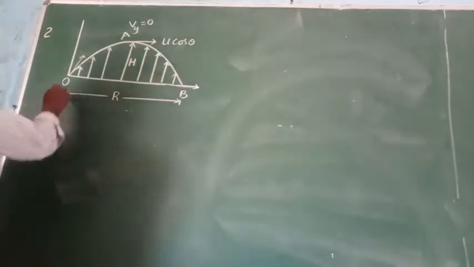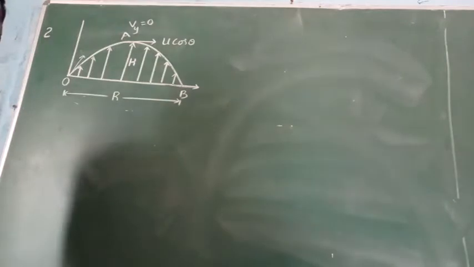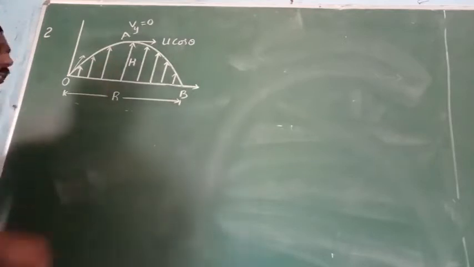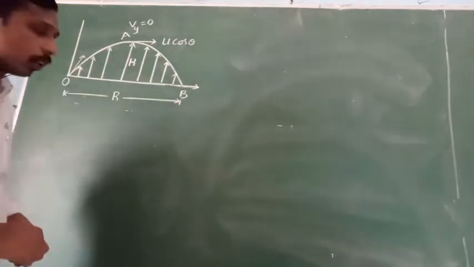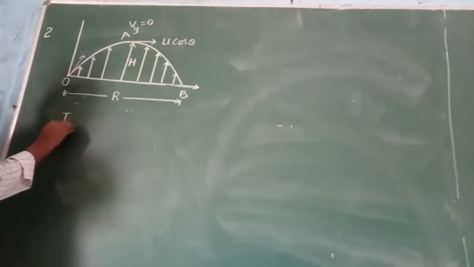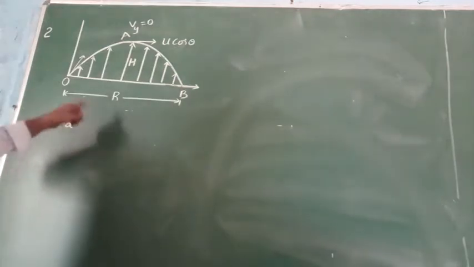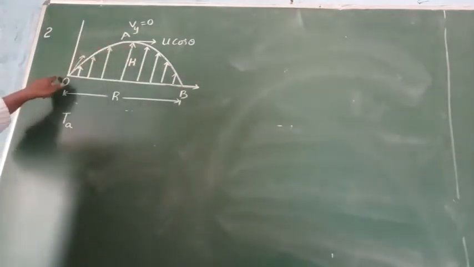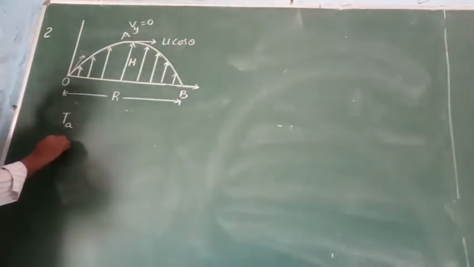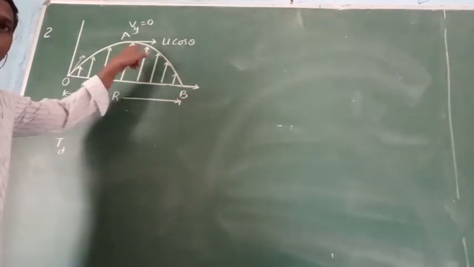The time taken by a projectile from O to A is called time of ascent, denoted by T suffix A. The time taken by a particle to reach point B from point A is called time of descent. Time of ascent is the time taken by a body to reach maximum height from the point of projection. Time of descent is the time taken by a body to reach the same horizontal plane from maximum height.